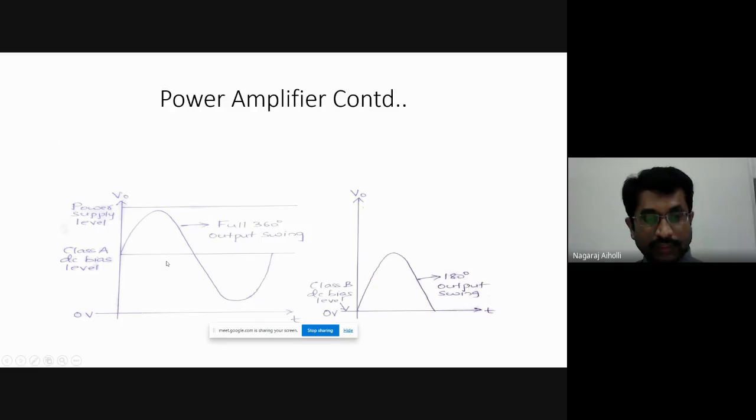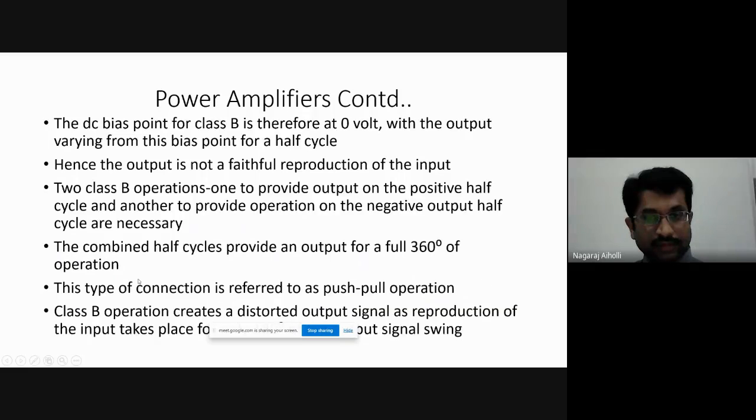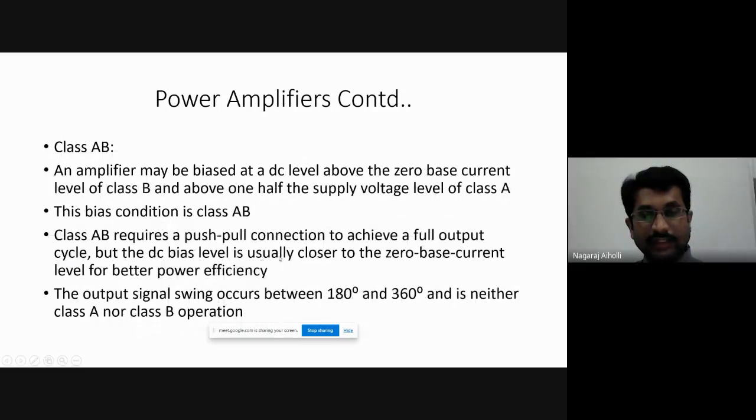So because of this, the output that we are getting is good. The output voltage is maximum, and because of this, the efficiency of the class AB power amplifiers will also be good. The DC bias level is closer to the 0 base current level, and hence the efficiency of the class AB power amplifiers will be good.